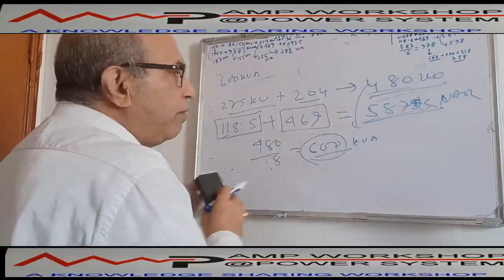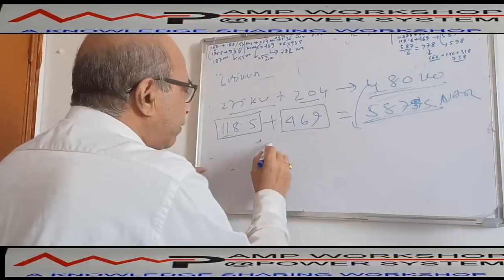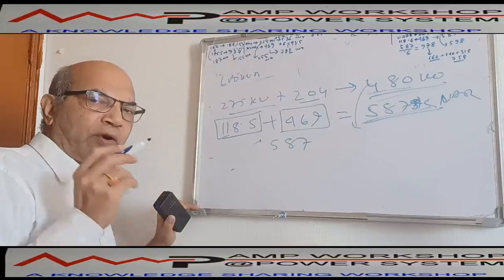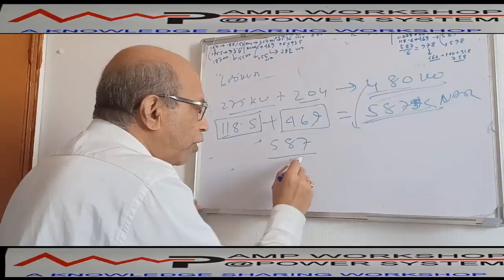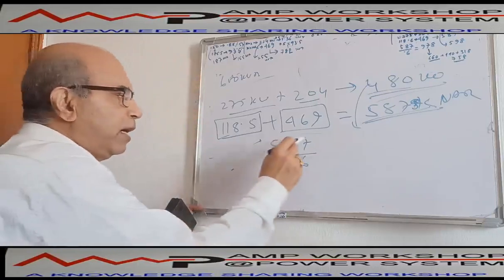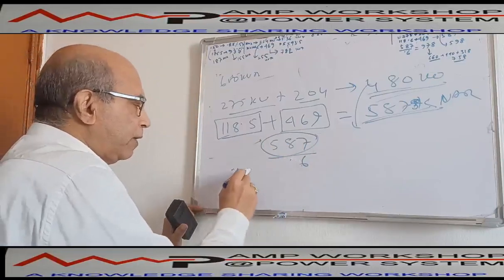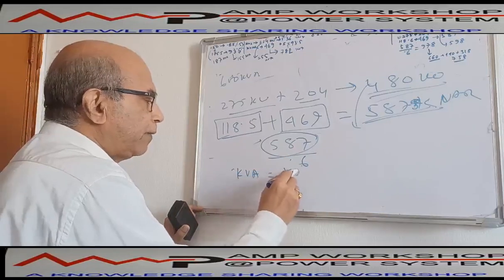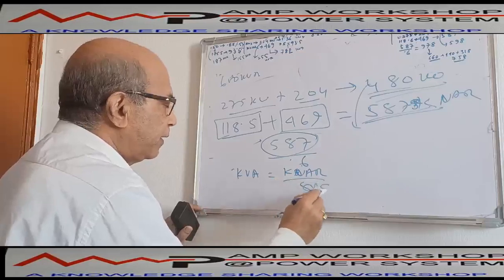Now we have to go by kVAR. Now the kVAR, how much? It is 587 kVAR. If you want to produce it by a generator at 0.8 power factor rating, sin phi will be 0.6. So you divide by 0.6. This is the kVAR requirement, and this is the power factor. We know kVA equals kVAR divided by sin phi, right?